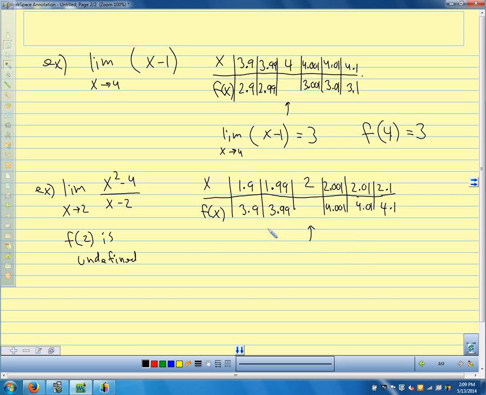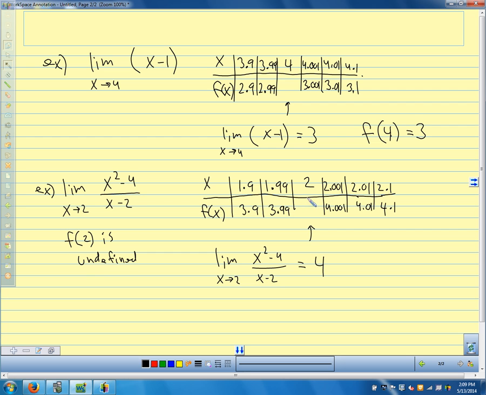So what does it look like from this table? What is f getting close to as x gets close to 2? 4. So we say the limit as x approaches 2 of this function, x squared minus 4 over x minus 2, equals 4, even though the function is undefined at x equals 2. So we can have a limit even though our function is undefined. The function value is independent of the limit. The limit is independent of the function value.